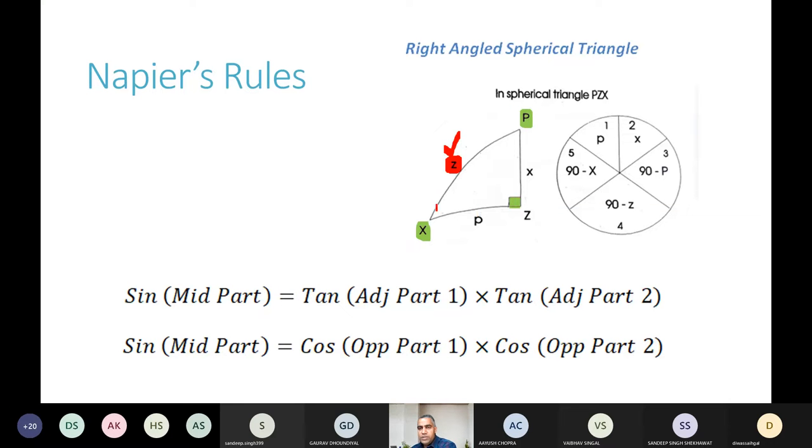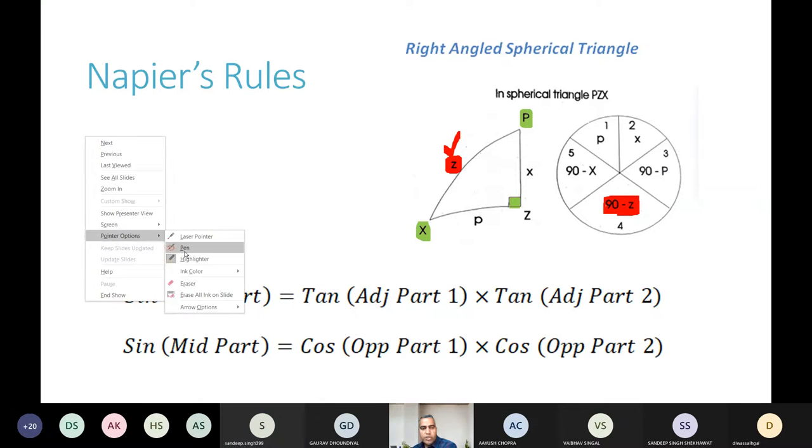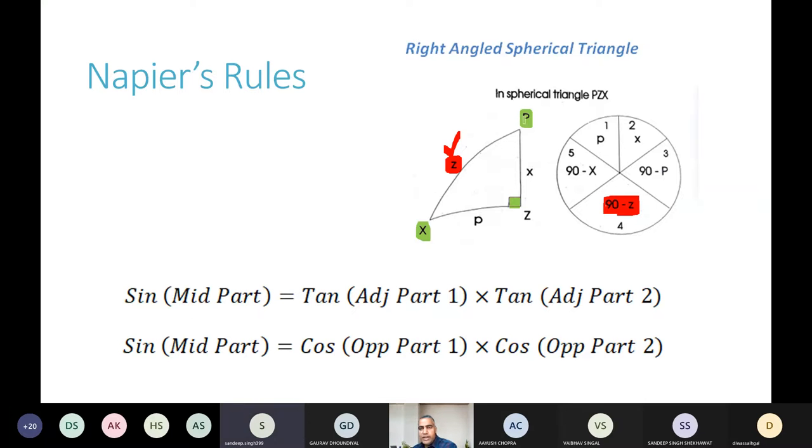Now let's identify these parts in the circular diagram. What we want to find out is small z, and we can see this small z is here in this part. So let me mark this part as red. This is the part which we want to find out. And the parts which are known to us, one part which is known to us is angle P. So you can see here, this is where angle P is. And the next part which is known to us is angle X. This is where angle X is.